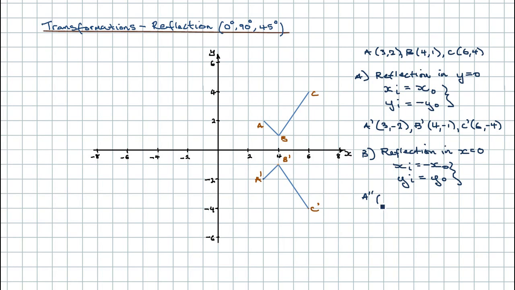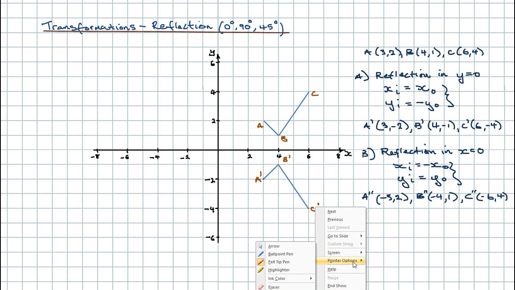Okay? So we've got A prime prime is going to be, well, the x-coordinate of the image is going to change, so 3 becomes negative 3, but the y-coordinate remains the same. B prime prime, so 4 becomes negative 4, but the y-coordinate is unchanged. And C prime prime, negative 6 then, 4. Okay, so again, let's plot this on our graph.